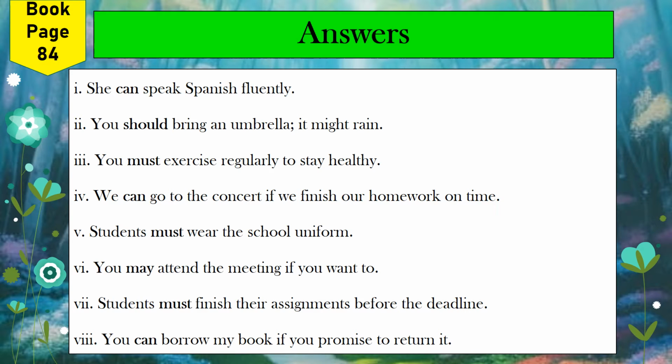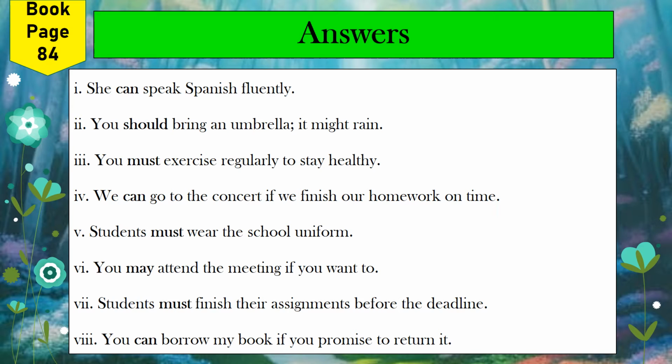1. She can speak Spanish fluently. The word can is used here to show ability. 2. You should bring an umbrella. It might rain. The modal verb should is used to give advice. 3. You must exercise regularly to stay healthy. In this sentence, must expresses a strong necessity or obligation. 4. We can go to the concert if we finish our homework on time. Here, can indicates possibility.